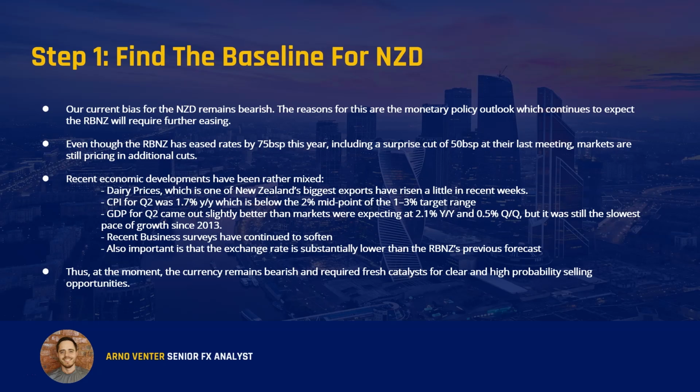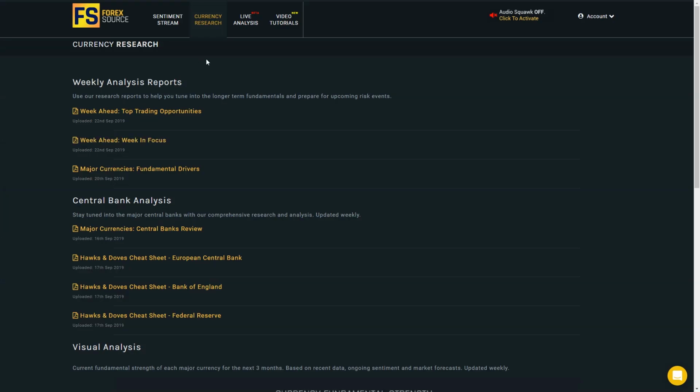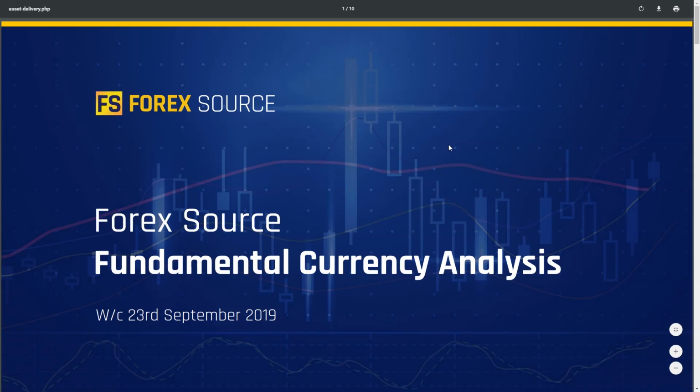Okay guys, so as you know, we're going to go through our three-step analysis process. The first step we're going to look at is finding the baseline for the currency we're going to look at. In this case, we know it's going to be the Kiwi dollar. Now, the way we find the baseline expectation for every currency is let's quickly go to the Forex source terminal. Underneath the currency research tab, we have the major currencies fundamental drivers report. Now, this report is basically our bias as well as the reasoning behind that bias. So what is the current fundamental analysis for each of the major currencies? And this is what we find in this report.